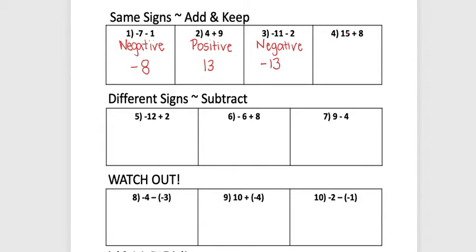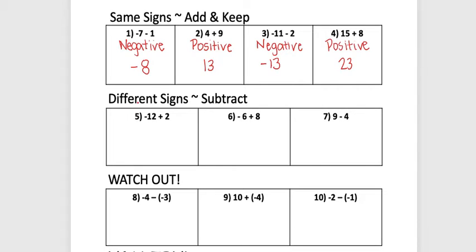Question 4, we have 15 plus 8. Well, we have a +15 and a +8, so that means the answer would be positive because we're going to keep those signs. So we add the numbers. 15 plus 8 is 23, and keep the sign, so +23.